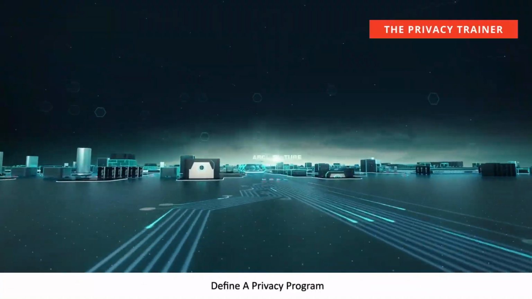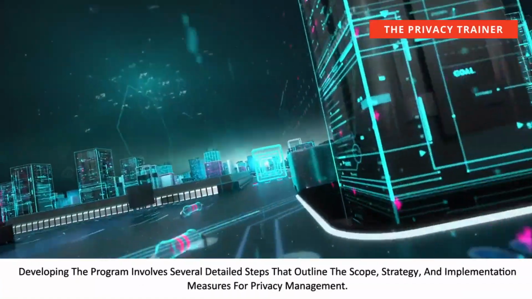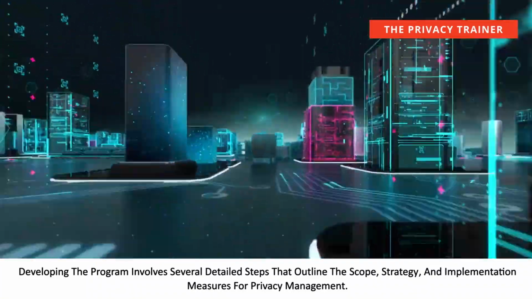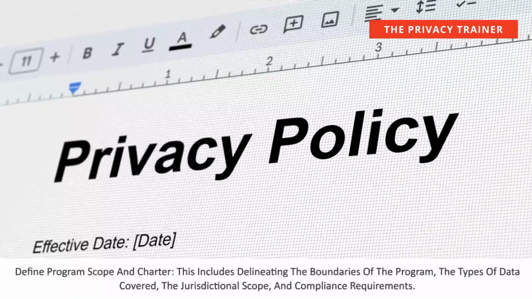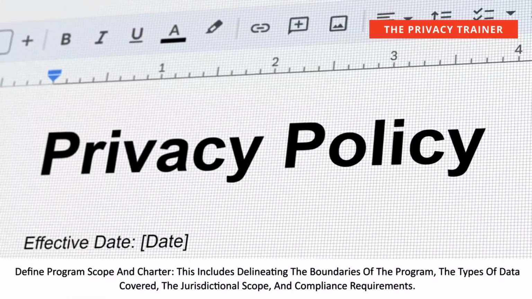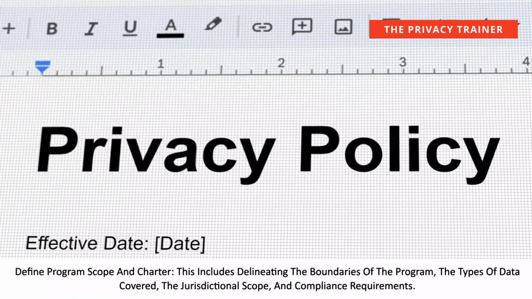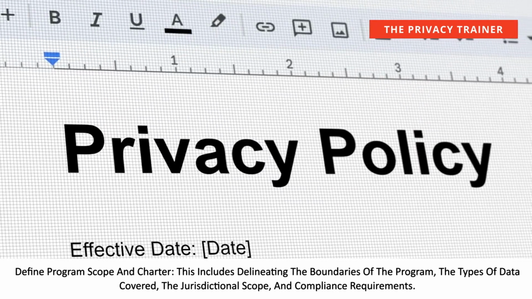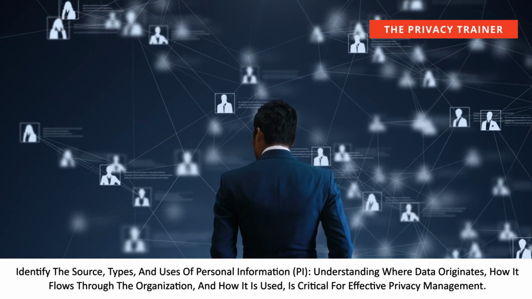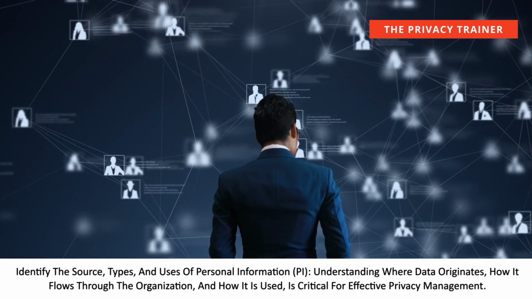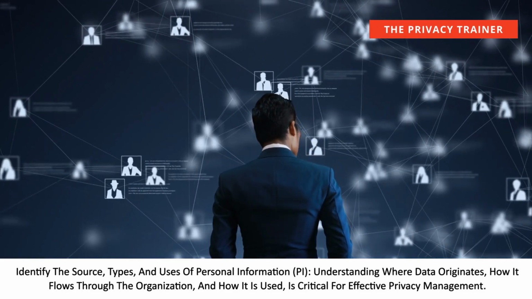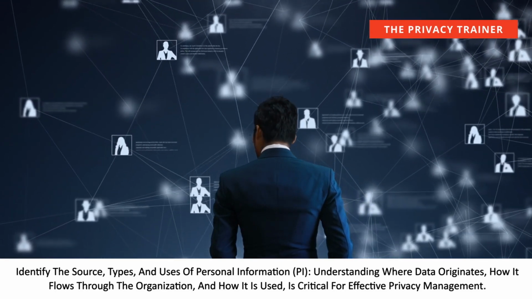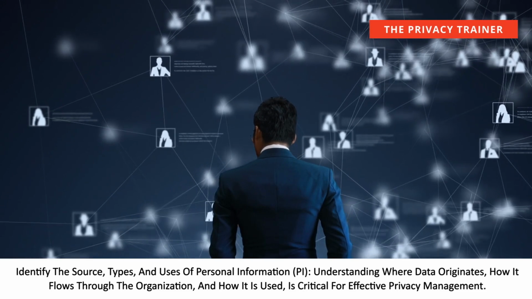Define a privacy program. Developing the program involves several detailed steps that outline the scope, strategy, and implementation measures for privacy management. Define program scope and charter. This includes delineating the boundaries of the program, the types of data covered, the jurisdictional scope, and compliance requirements. Identify the source, types, and users of personal information, PI. Understanding where data originates, how it flows through the organization, and how it is used is critical for effective privacy management.